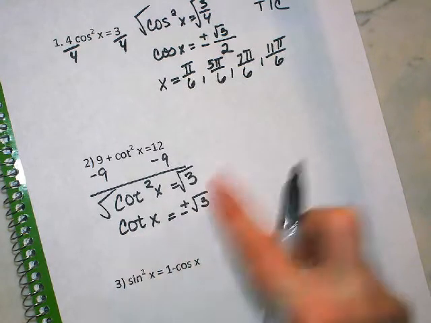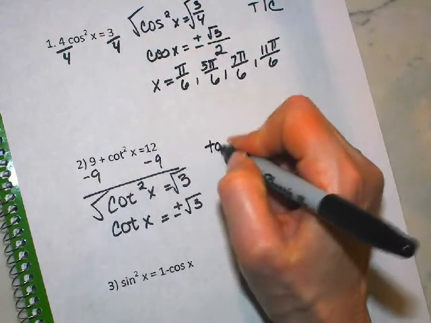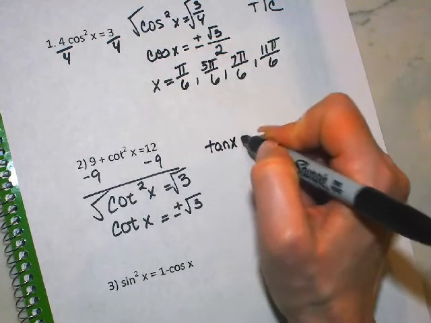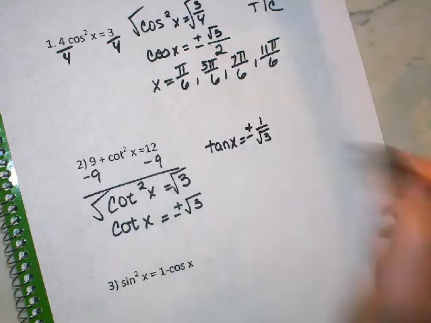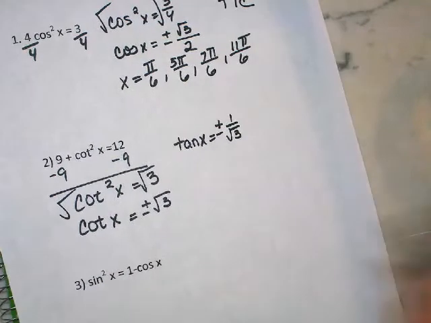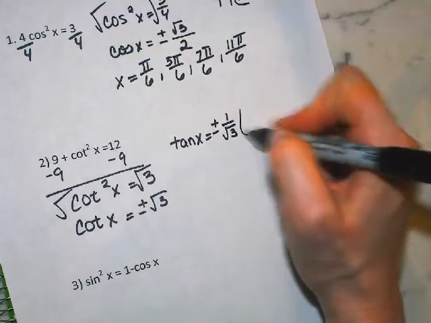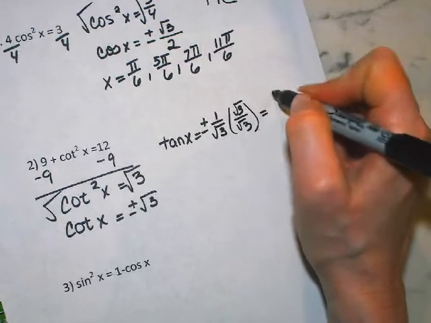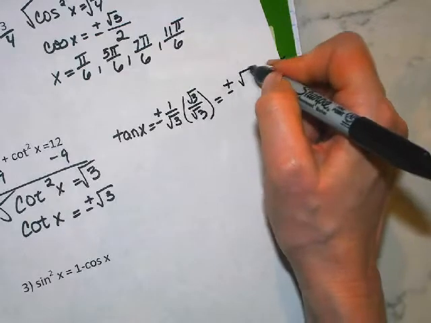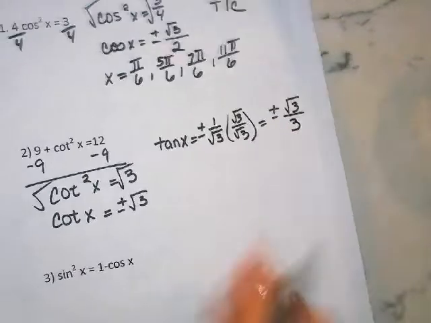Cotangent doesn't help us, but we know we could flip it to give us a tangent. The tangent of x is equal to plus or minus 1 over radical 3, which of course in our world we'll never leave a radical in the denominator. We're going to rationalize it. And you're going to get plus or minus radical 3 over 3.